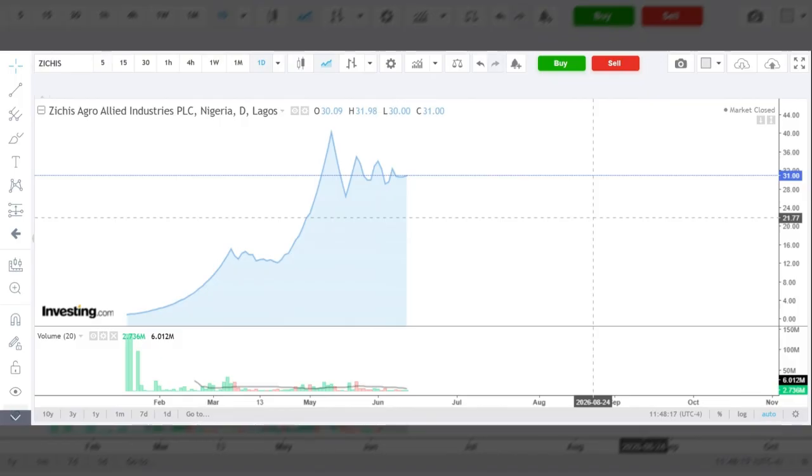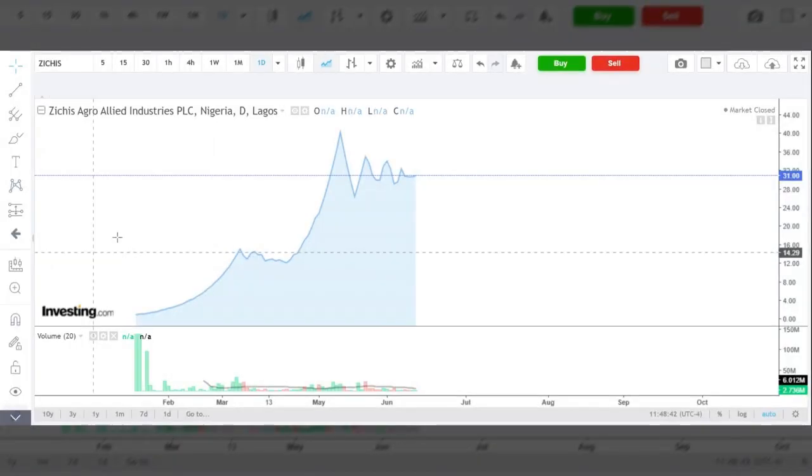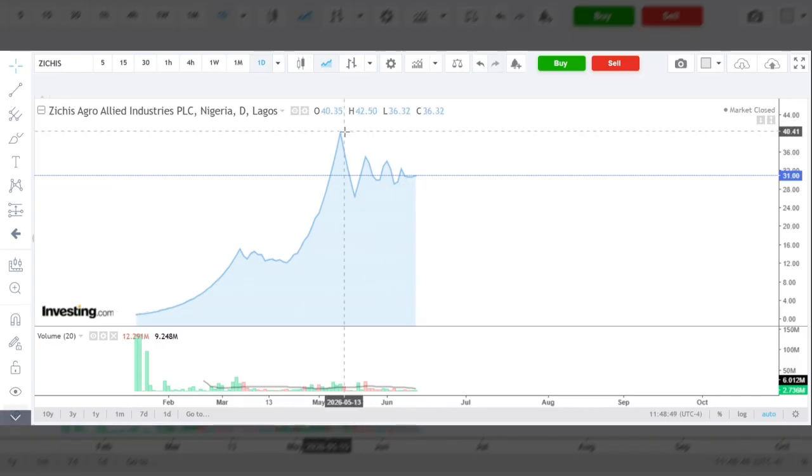So today we are going to do an analysis on Zichis Agro Allied Industry. This is a new company. It just got listed in 2026, that is this year, beginning of this year. As you can see, there is no market at the back here. It just started from here, went up here and came down here.